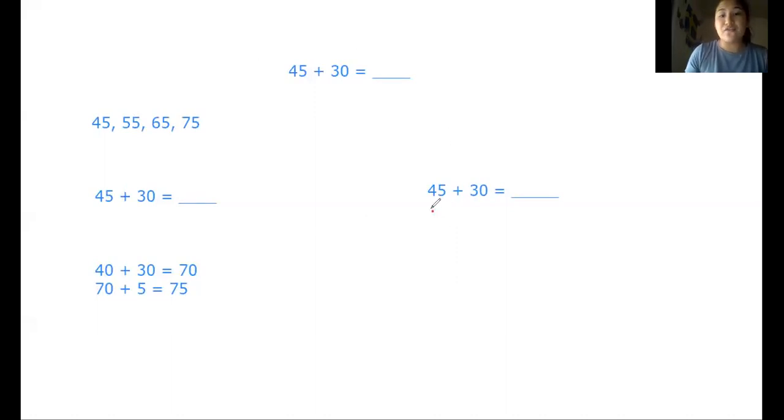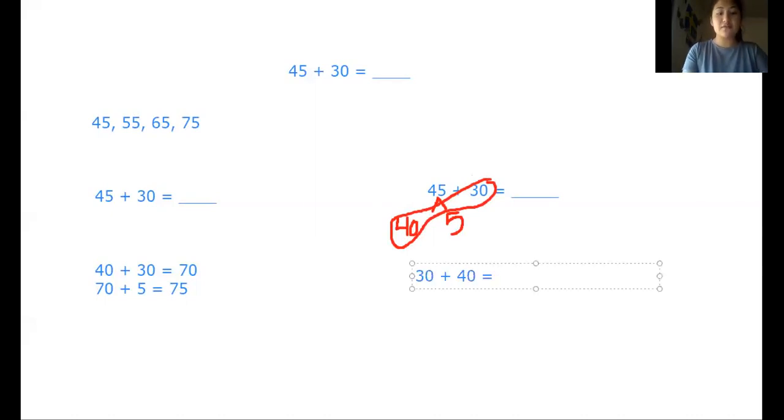Okay, let's look at another way that you could add the tens together first. So I know that in 45, there's a 40 and some ones, 5. Now I'm going to add the tens, which are 30 and 40. And I know that 30 plus 40 is equal to, that's right, 70. Then 70 plus those last ones right here, we can't forget about our ones, 5 is equal to 75. Nice job.